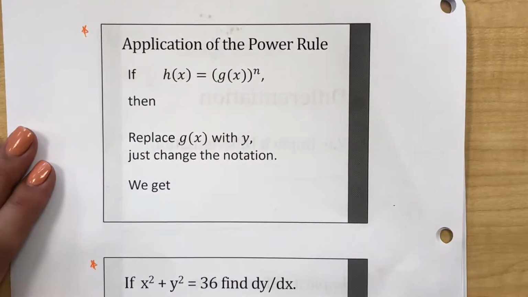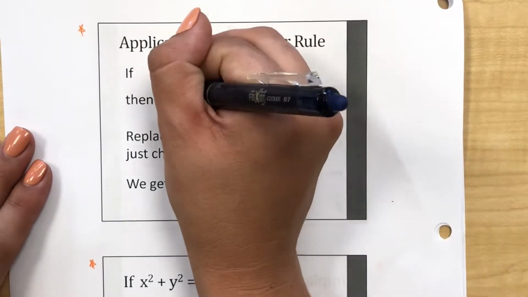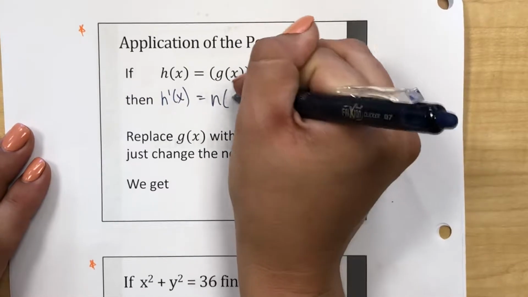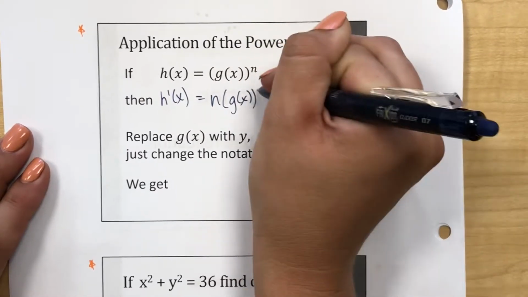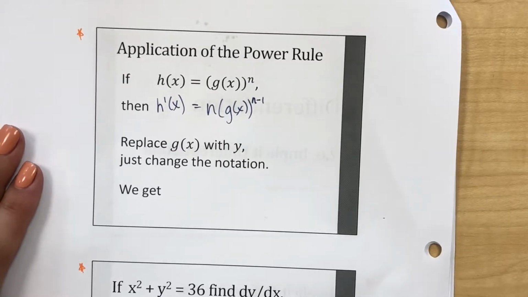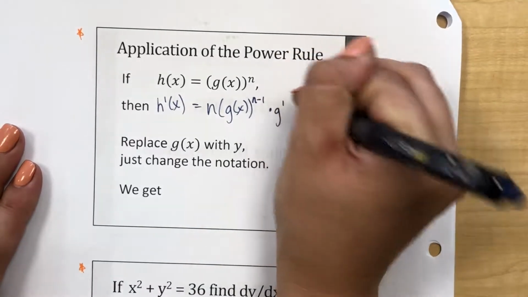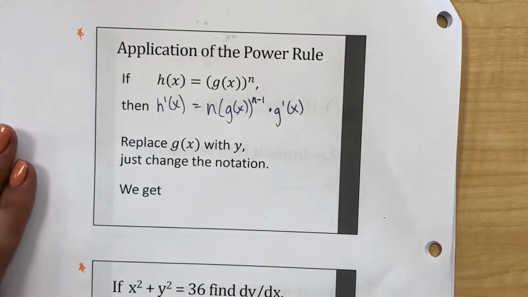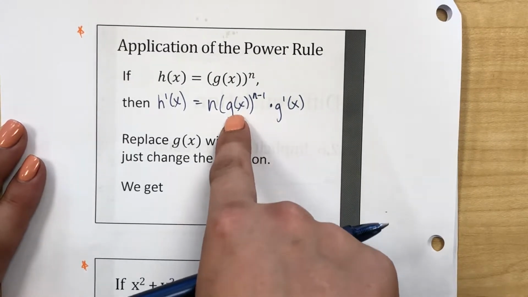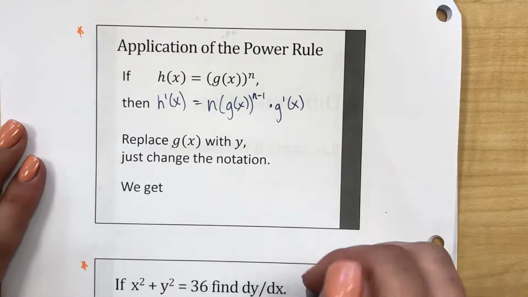So if I want to take the derivative of both sides, I'm going to do h prime of x equals n times g of x to the n minus 1. But wait, I'm not done. What do I need to add to the end? Times g prime of x, because that's the chain rule. Okay? So instead of g of x, we know this is an output of a function, so I'm just going to call that y, all right?